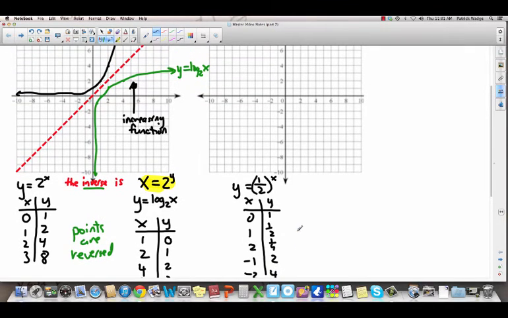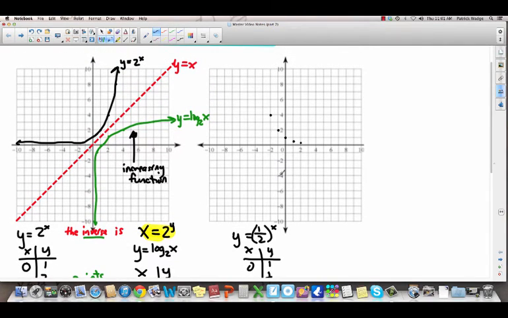So let's graph that. Again, it always goes through 0, 1. And then we have 1, 1/2. 2, 1/4. So again, it's coming down to that horizontal asymptote. -1, 2, -2, 4. You can probably guess, or you can figure out, it goes through -3, 8. We talked about this last time. It's really just a reflection of this black graph here. It's a reflection over the y-axis. So it looks like this. Okay. Now, this is y equals 1/2 to the x power.